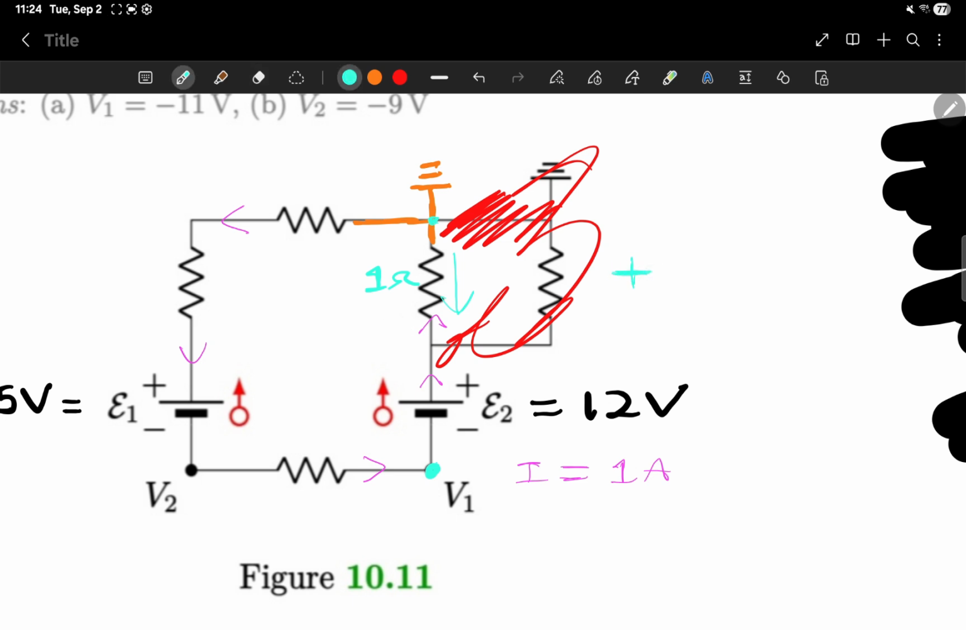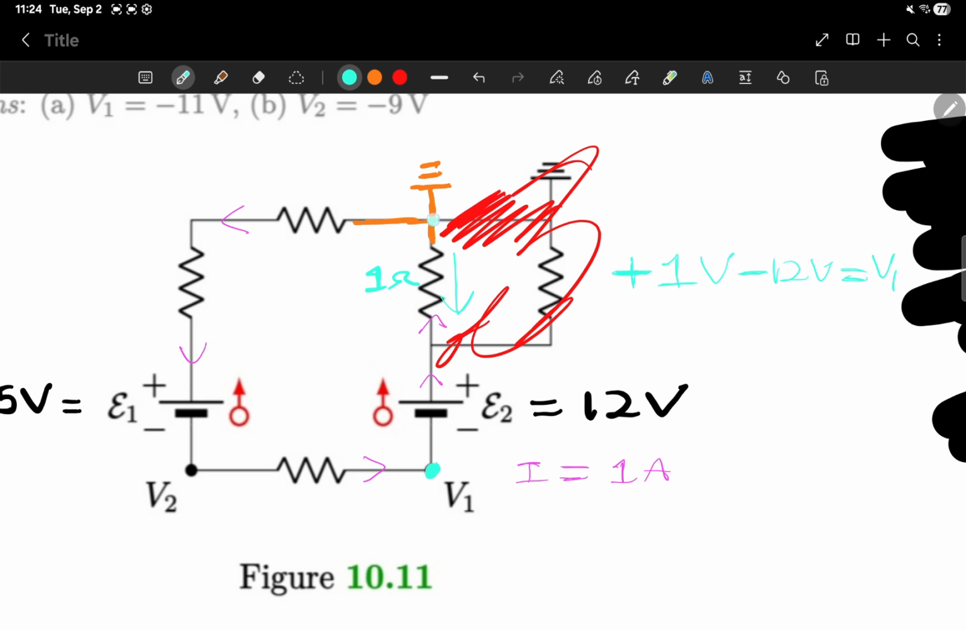Positive I times R. I is 1 ampere and R is 1 ohm, so 1 times 1 is 1. So I have positive 1 volt. Now I keep moving through the negative terminal. I go from the positive terminal of E2 to the negative terminal of E2, so again that gives me negative 12 volts, and that is equal to the potential at point V1. I stop at V1. I don't go further.